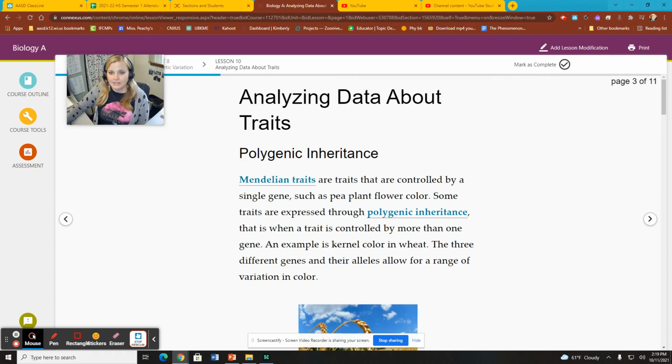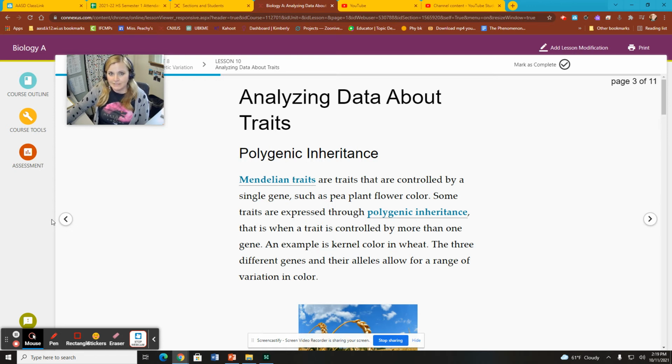Then it differentiates between what polygenic inheritance is versus Mendelian traits. Mendelian traits are much easier for us to study in introductory genetics because they're pretty simple to understand. Basic dominance and recessiveness: one allele is dominant to the other, and if you have that dominant allele, you are going to show the dominant trait. That particular trait is controlled by a single gene.